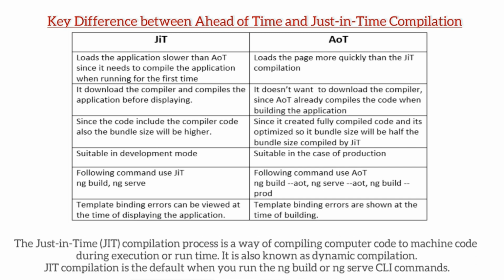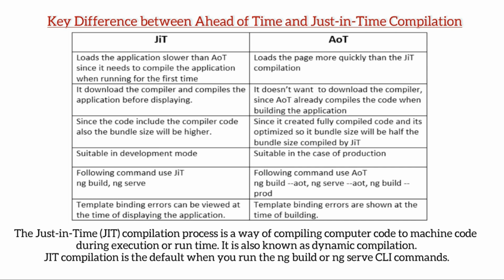The just-in-time compilation process is a way of compiling computer code to machine code during execution or runtime. It is also known as dynamic compilation. JIT compilation is the default when you run the ng build or ng serve CLI commands.